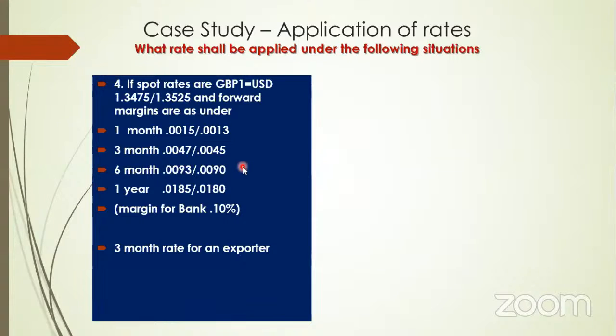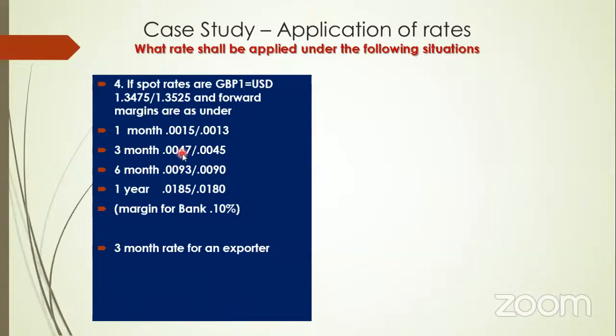First you key in 1.3475, 1.3525 in your writing pad. Now they are asking the 3 month rate for an exporter. For the 3 month rate, you come to this 0047. Exporter means go this side. Importer means go this side.